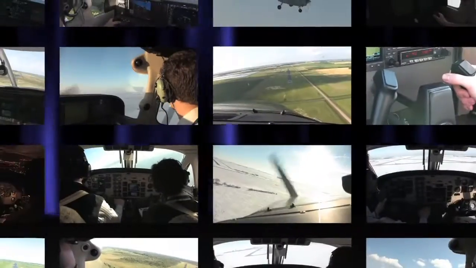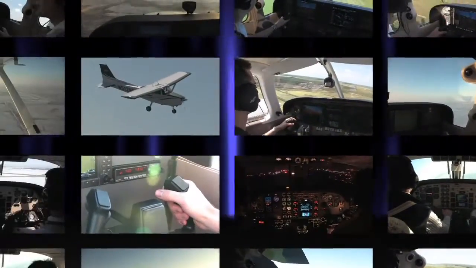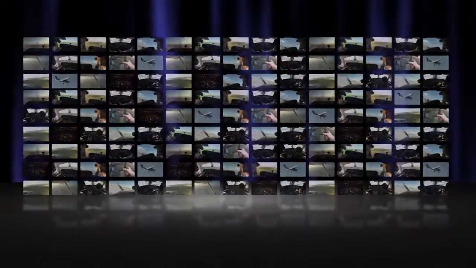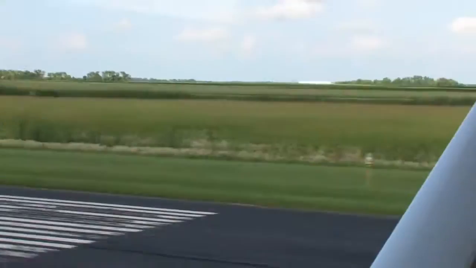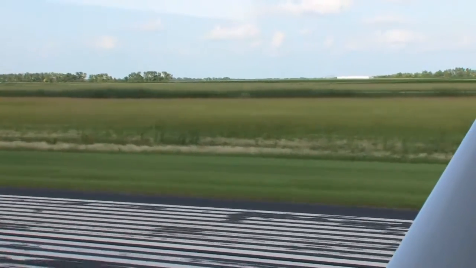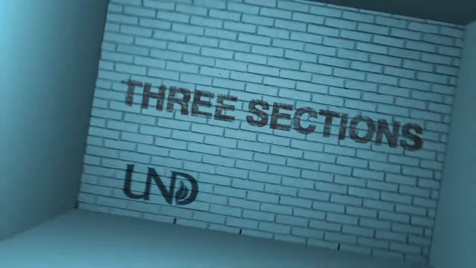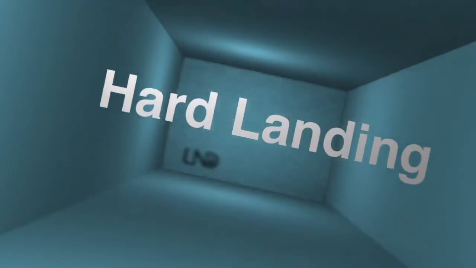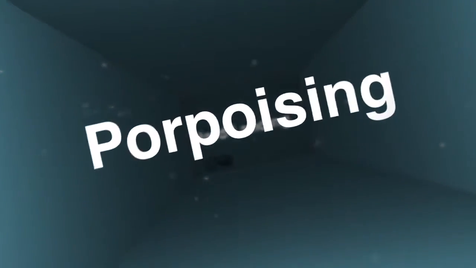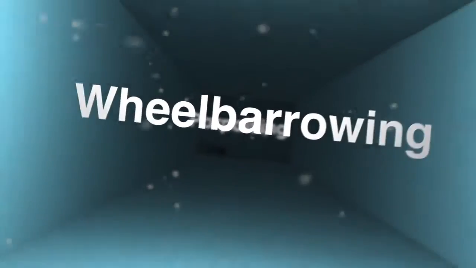While situations and errors during an approach and landing are truly infinite, analysis and experience has led the FAA to group some of the most common issues into 15 sections in the Airplane Flying Handbook. This video will address landing errors that pose specific hazards to the nose wheel and undercarriage. Specifically, the hard landing, porpoising, and wheelbarrowing are all going to be addressed.